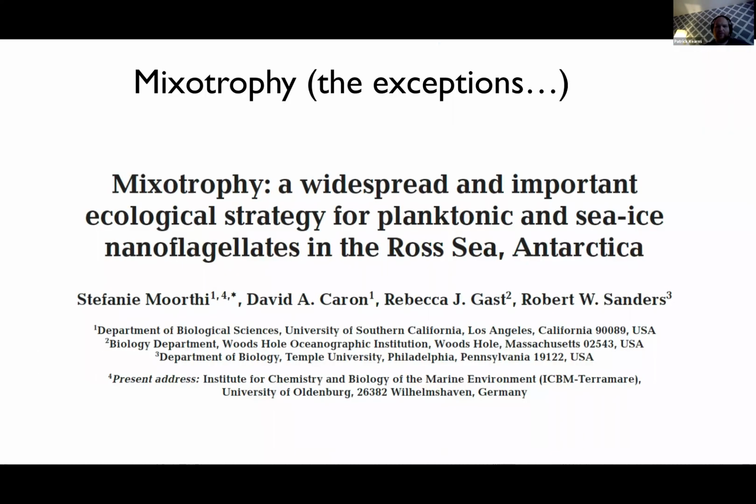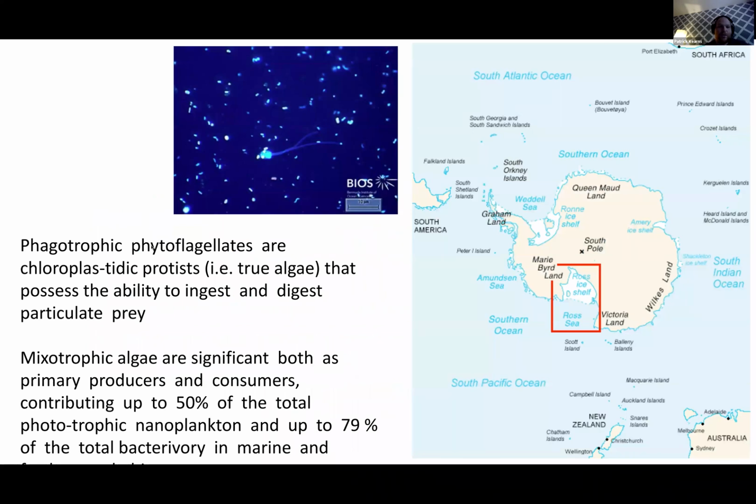I want to briefly discuss this because I think it's a really fun paper. Mixotrophy, a widespread and important ecological strategy for planktonic and sea ice nanoflagellates in the Ross Sea. Nanoflagellates are microscopic eukaryotic organisms. These are phagotrophic, very much like your white blood cells. They will engulf and eat bacteria. And it's kind of cool.